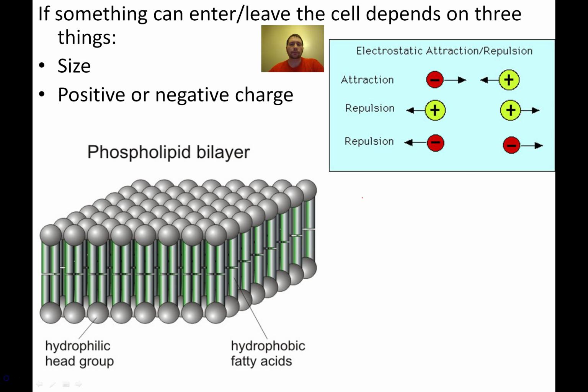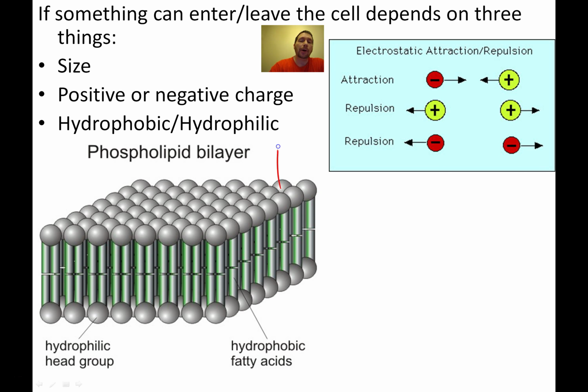Okay, the last thing we need to talk about of the three things that determine if something can enter or leave a cell is it depends if the molecule is hydrophobic or if it is hydrophilic. Now, hopefully you remember that I taught you that this part of the cell membrane is going to be hydrophilic right here, whereas the lipid part of the cell membrane, the lipid part down here, is going to be hydrophobic. It doesn't like water. Well, what this comes down to is it isn't just water. Hydrophobic things do not like to mix with hydrophilic things.